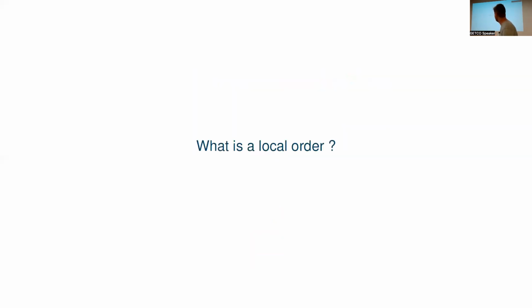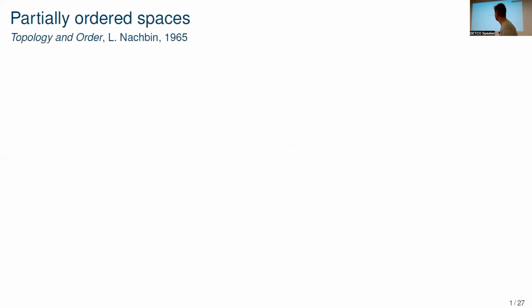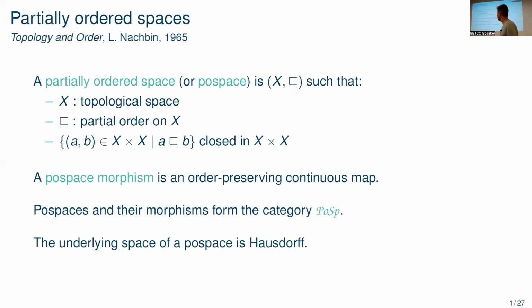Okay. So the first thing is, what is a local order? Basically, it comes from the idea that a partial order is a kind of infinitesimal thing, like R^n is for manifolds, right? It's the same idea. So a pospace is just a topological space with a partial order, and one requires that the graph of the partial order is closed in the product topology. It is a coherence axiom.